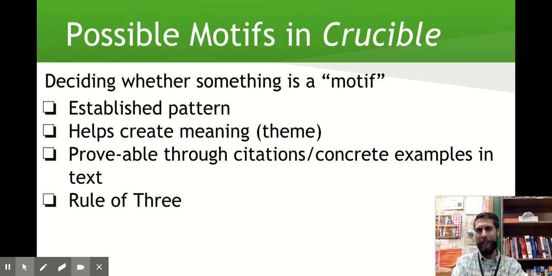And then the rule of three. This is kind of borrowed from design, but in any artwork, do we know if this is really the author's intent, or is this a coherent pattern? See if you can find it three times, right? Say, if you're designing an interior space, I am told, if you want something to be a motif or a pattern that helps unify a space, or be pleasing to the eye in some way, you need to have at least three distinct elements, right?